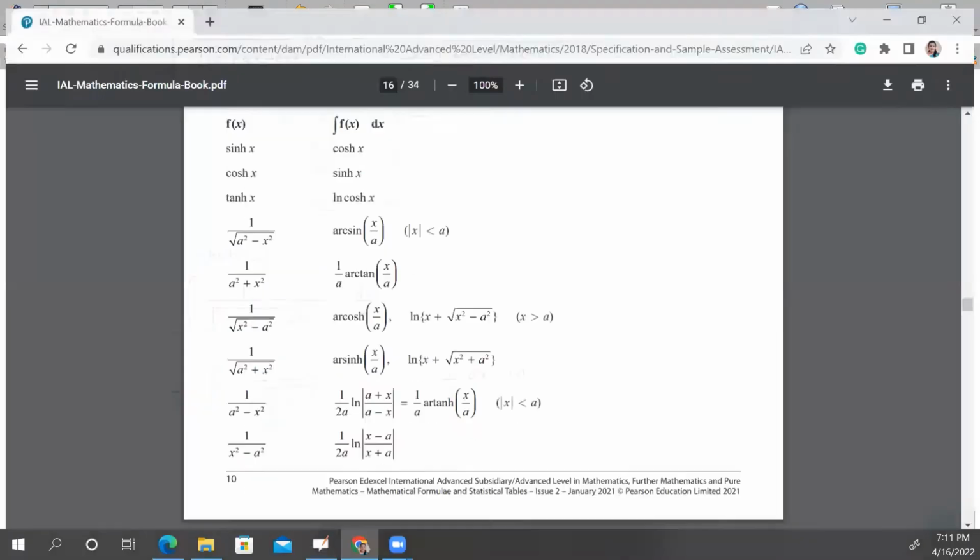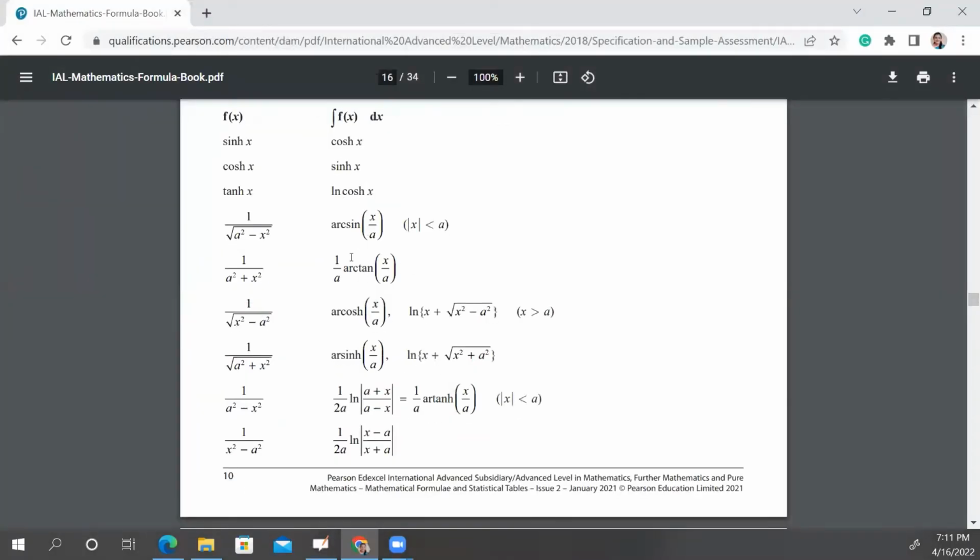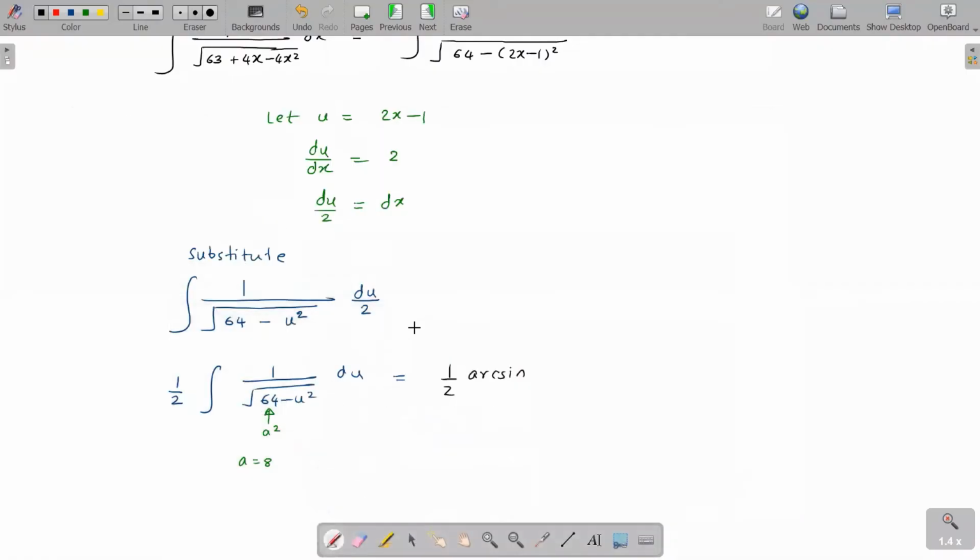Check the rules properly whether it's arc sine or arc sine. It's arc sine. Can you see? 1 over root a square minus x square is arc sine x over a. In our case, we have what? The x value is not x, it's u. Arc sine u over a, where a is 8.